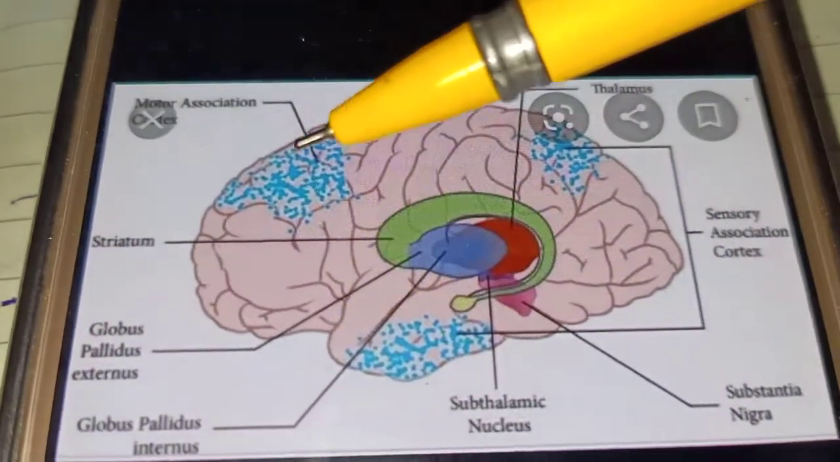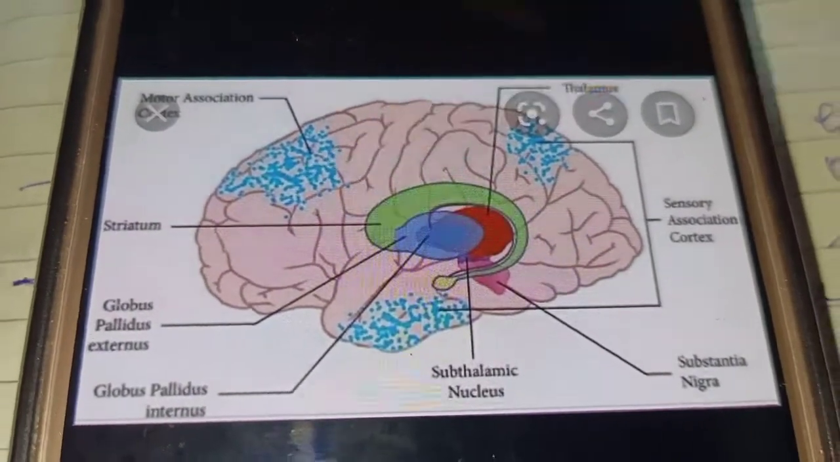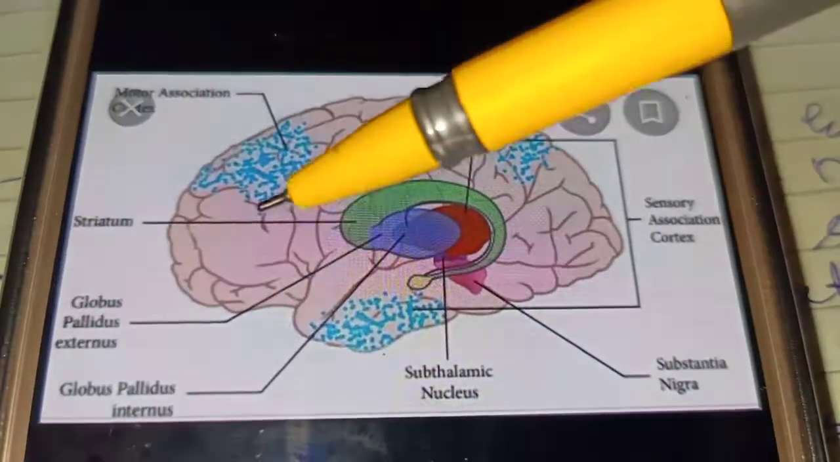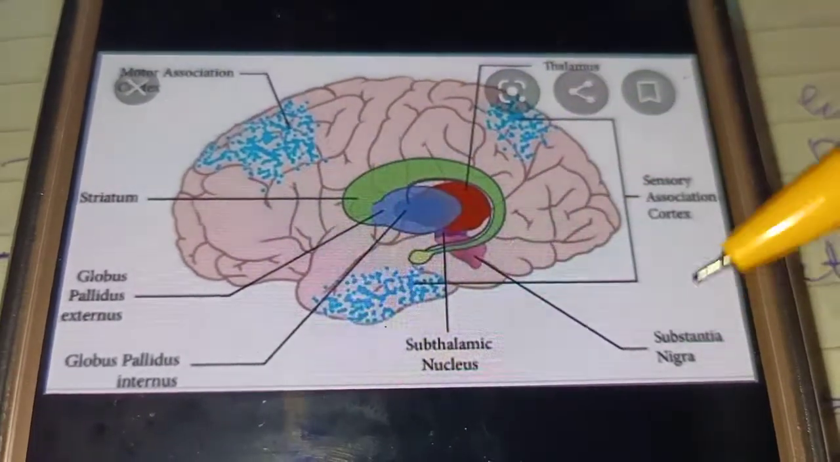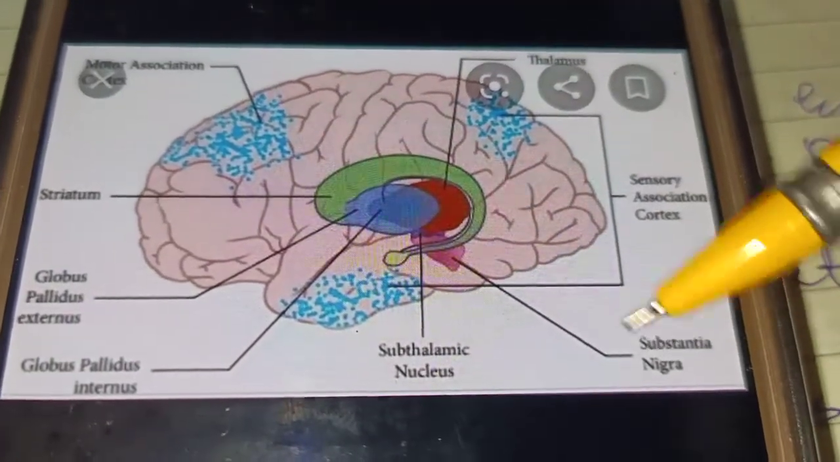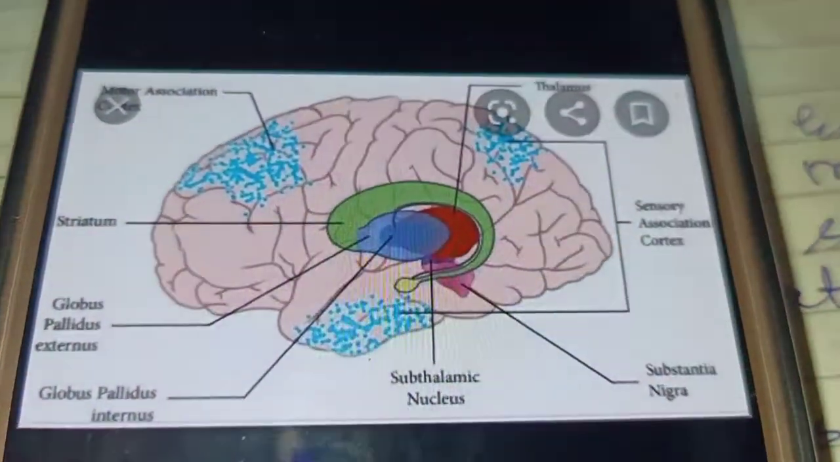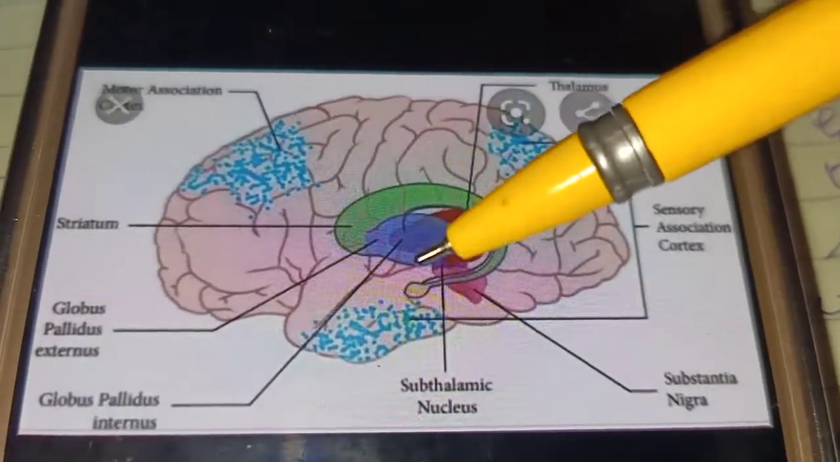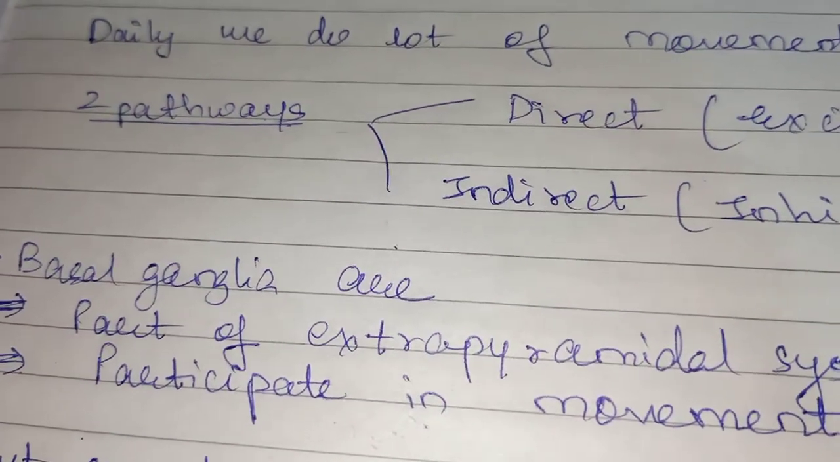Okay, so if you see, this is the thalamus. This is the motor association area. I have spoken about this in my video on the functional areas of the cerebrum. Now this is the basal ganglia, so you can see the parts of the basal ganglia. This is the substantia nigra, subthalamic nucleus, globus pallidus, externus and internus. So these are the parts of the basal ganglia.